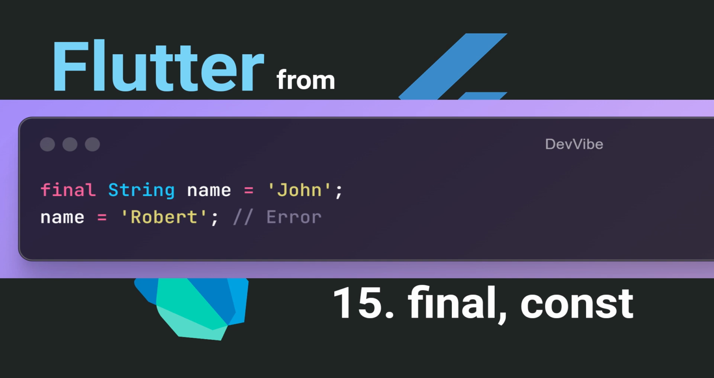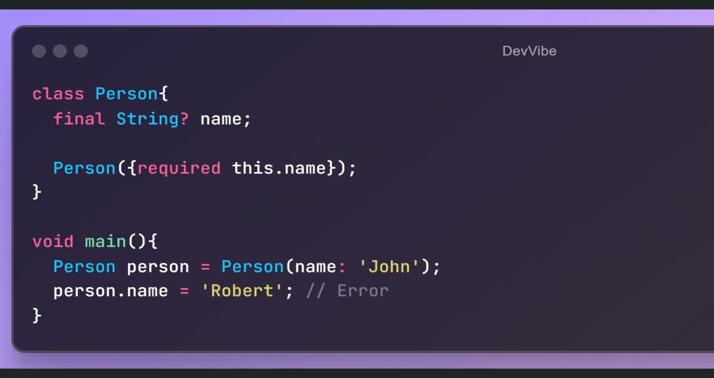Now, let's look at how final is used in classes. Variables declared with final can be used as class properties that should be set only once and cannot be changed after initialization. It's important to note that since final variables can only be assigned once, they must be initialized in the constructor. Let's create a small class with a final nullable variable. We are required to initialize this variable in the constructor, even if it's nullable.